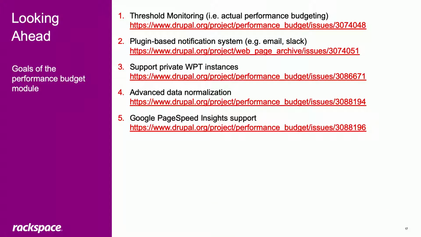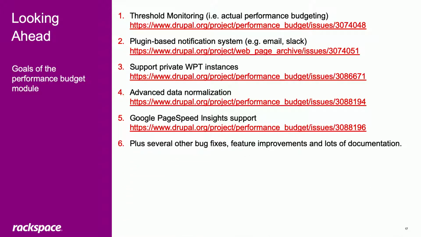So there's that. We also want to provide support for Google PageSpeed Insights. They provide different subsets of data and different metrics that we can use, and grades and whatnot. I want to try to add that support in there. I just haven't got around to it yet. And then there's definitely a plethora of other bug fixes and feature improvements that need to happen.